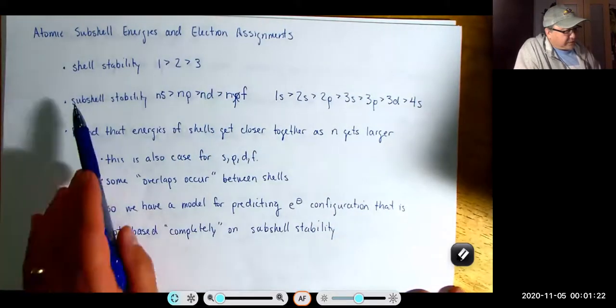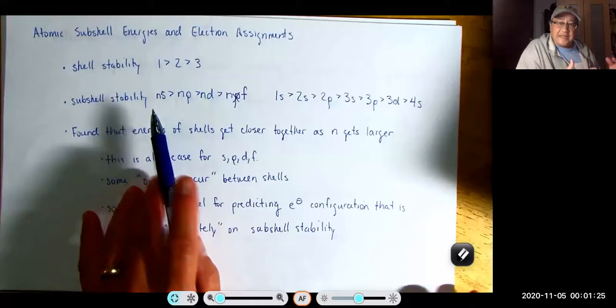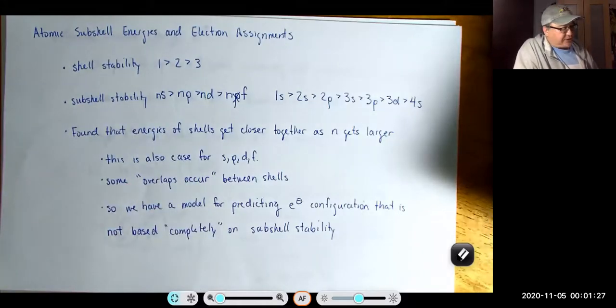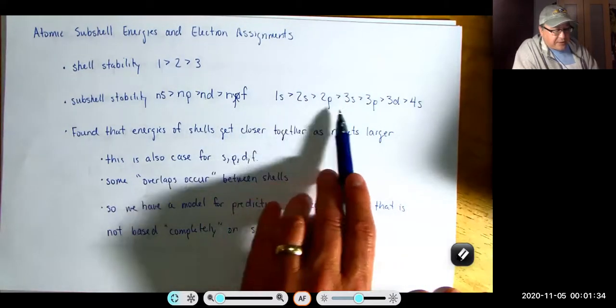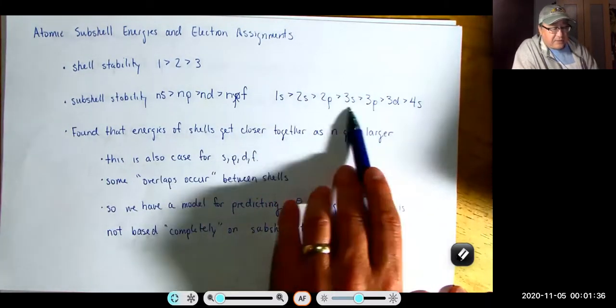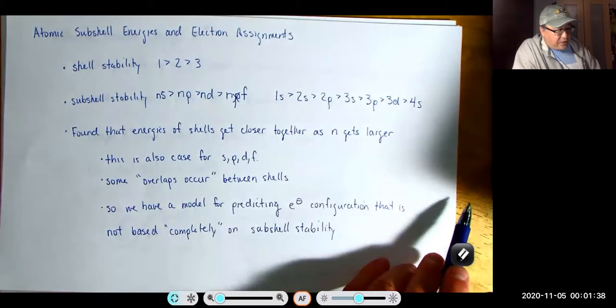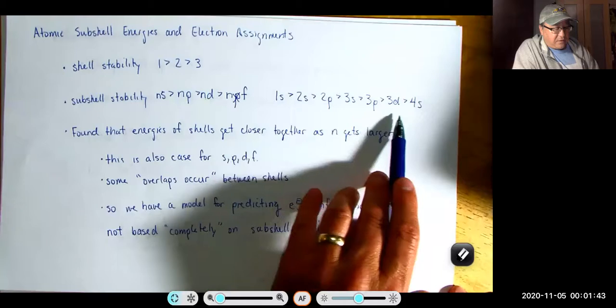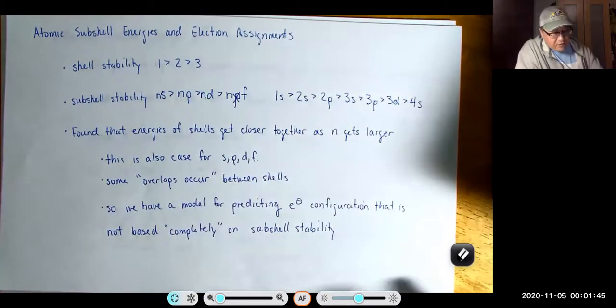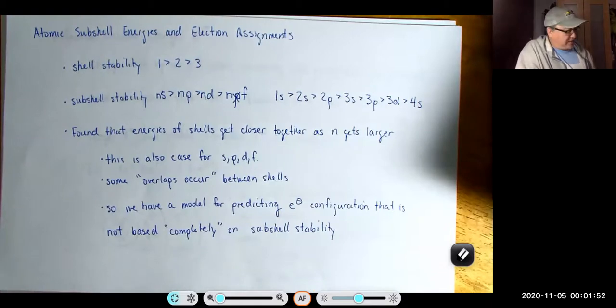When we look at subshell stability, where we're mixing shells and subshells, you can see the 1s is more stable than the 2s, the 2s is more stable than the 3s, and the 3s is more stable than the 4s. So it goes 1s, 2s, 2p, 3s, 3p, 3d, 4s. That's the stability. I don't have room to continue this anymore, but it would be 4p, 4d, 4f, then we go to 5. So that's the subshell stability.